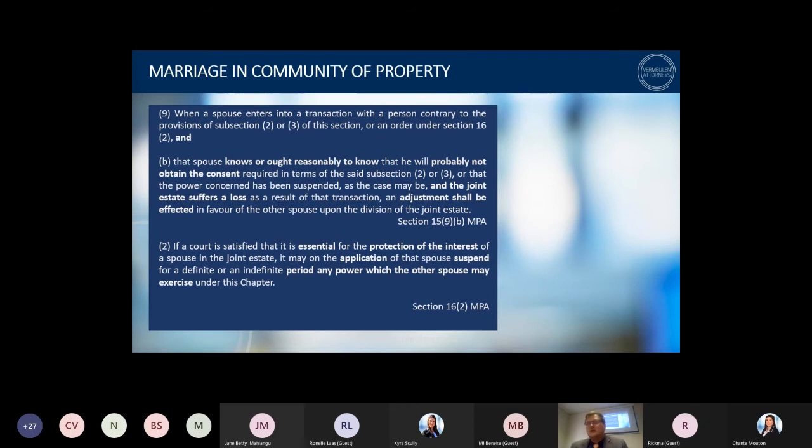It's quite unlikely that the marriage will survive one spouse saying to the other spouse that I am suspending your powers, you naughty boy or you naughty girl, and I don't trust you to transact on behalf of the joint estate. And then obviously the trust is broken.